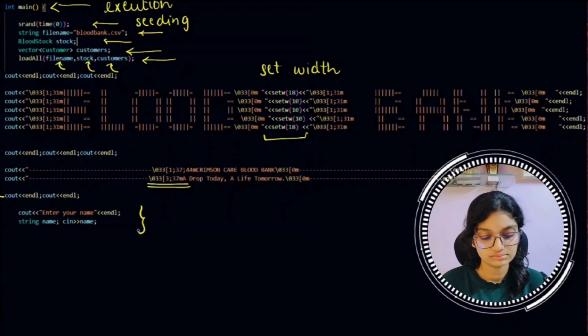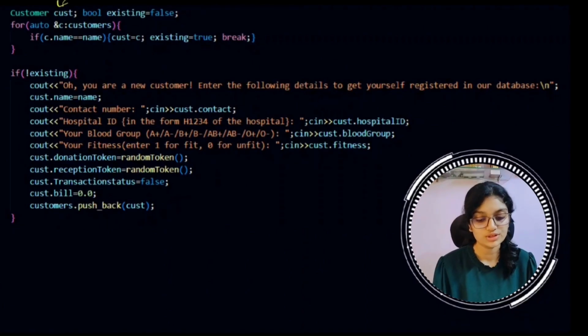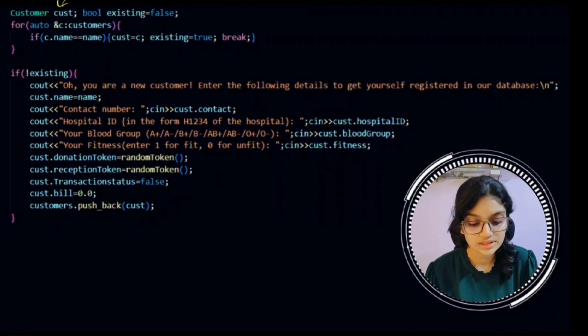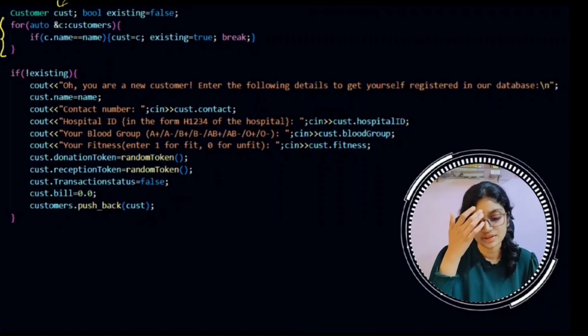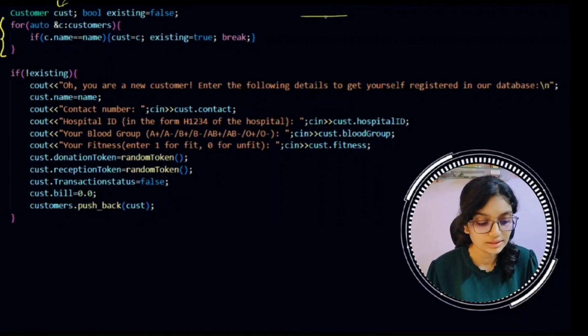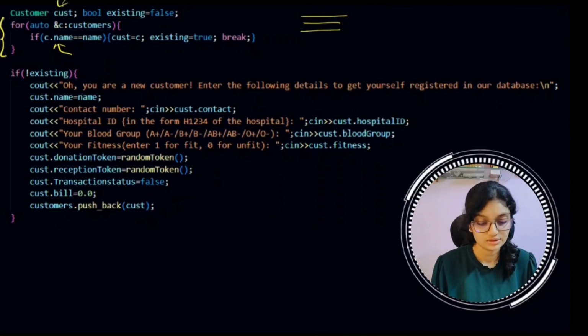And these two rows mainly ask for the name of the customer. So here, cust is an object of class Customer, and next we have a bool variable existing that has been set to false. So this bool variable will basically help us check if a customer has already been registered into the database or not. So for this we actually run a loop, which is a range-based loop, and this would check in the complete list of customers in the database if the input name matches the name that is already there in the database or not.